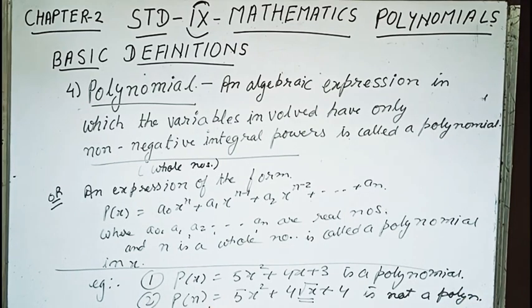But it is an algebraic expression. So from these two examples we conclude that every polynomial is an algebraic expression, but all algebraic expressions are not a polynomial. That is, polynomial implies algebraic expression, but algebraic expression does not imply polynomial.